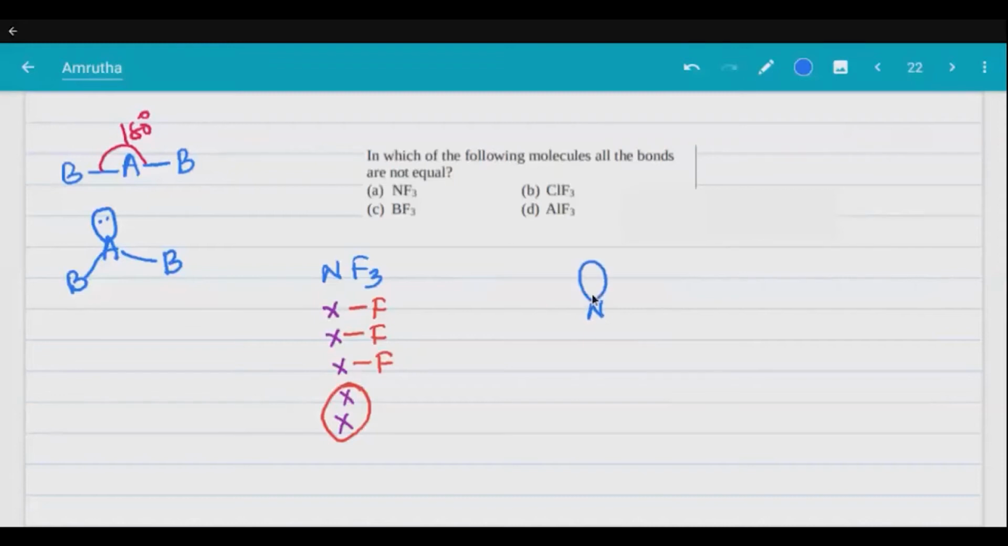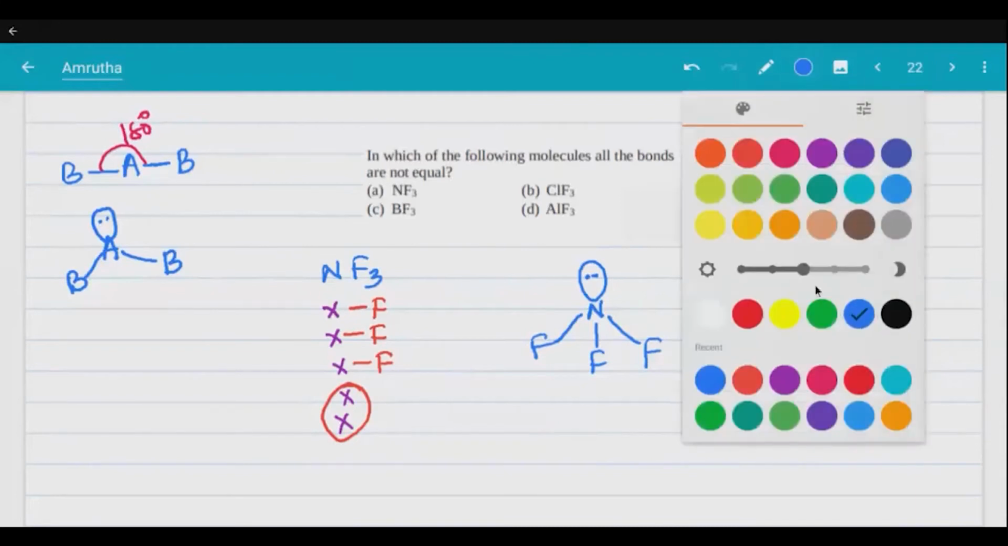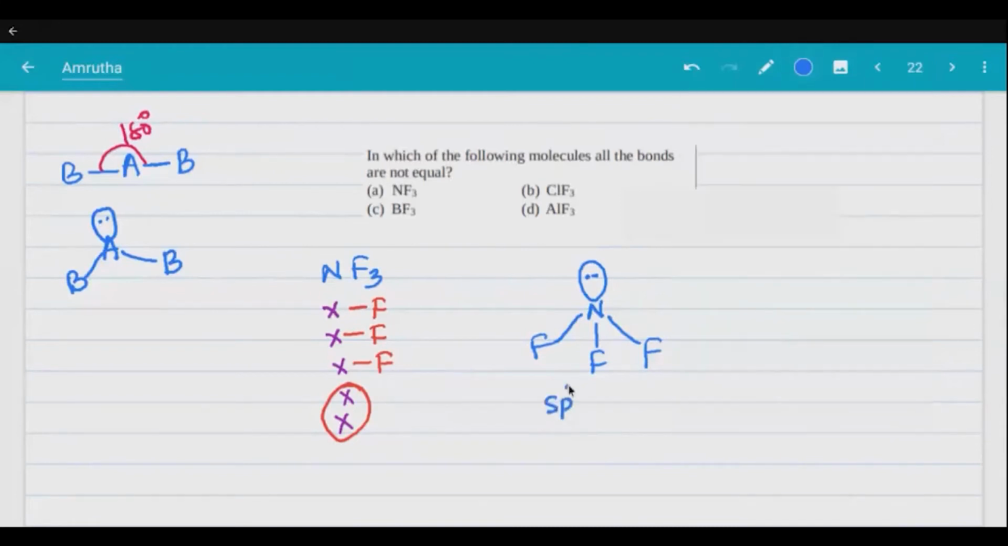NF3 with a lone pair. Look at the shape. Now, if the shape is different, bond lengths can be different, bond angles can be different. Sir, there is a lone pair. Will they be different? It may be different, it may not be different. But in this case, what is the shape? It just depends on the shape. sp3 plus 1 lone pair.